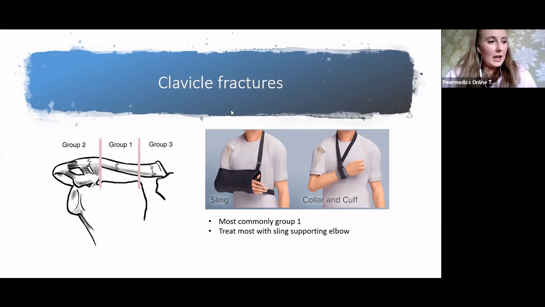So yeah, with that, most of them you're going to manage the way you can see in the picture there, so just by slinging it, because most of these are not happening at high energy. It's usually just when someone's fallen over, like a fallen outstretched hand, that happens. If you're going to manage it surgically, you can usually just manually put it back to the alignment you're meant to have, and then secure it with a collar and cuff or a sling.